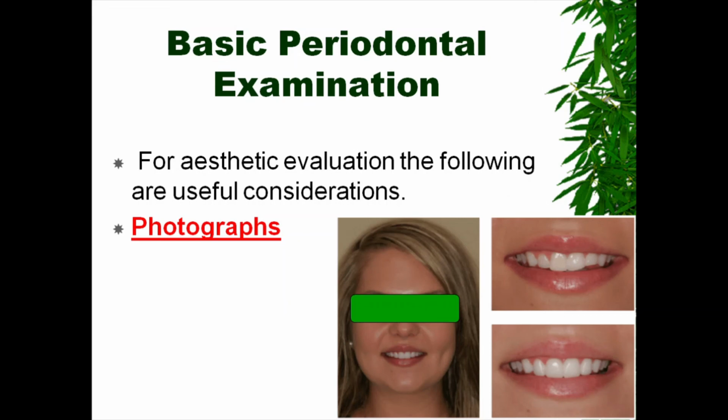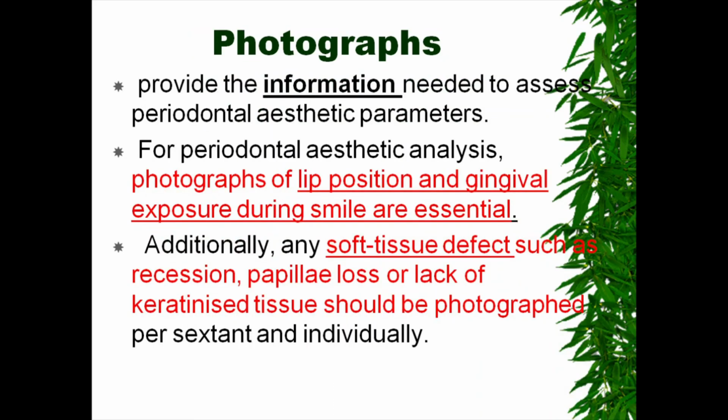Coming on to the basic periodontal examination. For aesthetic evaluation, the following are useful considerations. First is photographs. Photographs of a patient should be taken in order to have an aesthetic evaluation. They provide information needed to assess the periodontal aesthetic parameters. We can assess various parameters like lip position, gingival exposure during smiling, gingival zenith, and amount of gingiva displayed. Additionally, any soft tissue defects such as recession, papilla loss or lack of keratinized tissue should be photographed per sextant and individually.